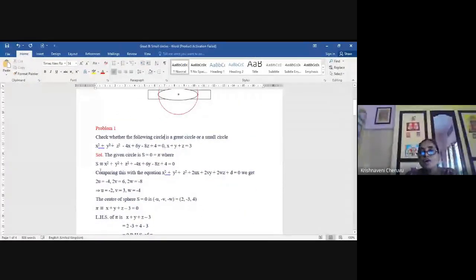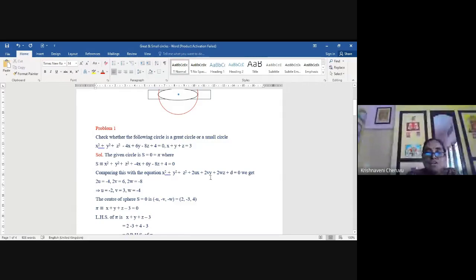First of all, you have a sphere. You compare the sphere equation with the general equation of the sphere. So here x square terms, y square terms, z square terms, and here we have 2ux, meaning the coefficient of x is 2u, and here the coefficient of x is equal to -4. You compare the like terms. So what do we get? Here the x coefficient is 2u. So 2u is equal to, here the x coefficient is -4.